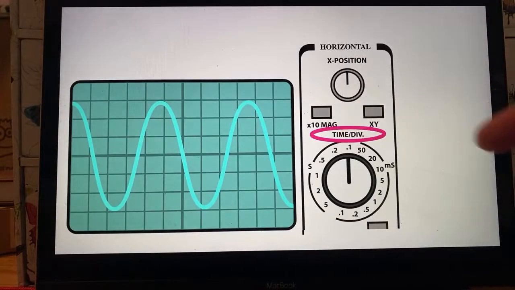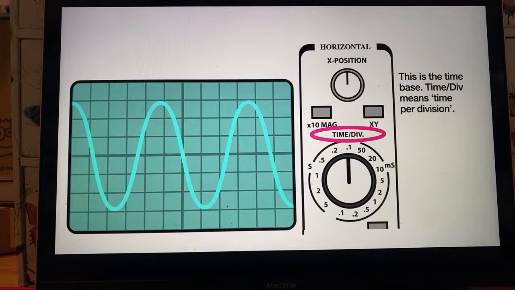This little time/division knob, well, that means the amount of time per division. I'm just going to let you look at that for a few seconds. I don't need you to understand it, but rather than just me barreling on and telling you what's happening without giving you time to work it out yourself, just have a little look at that knob, time per division. What do you think that means?